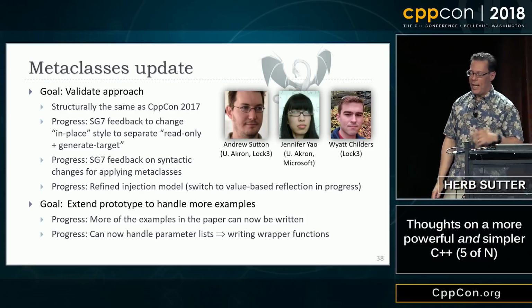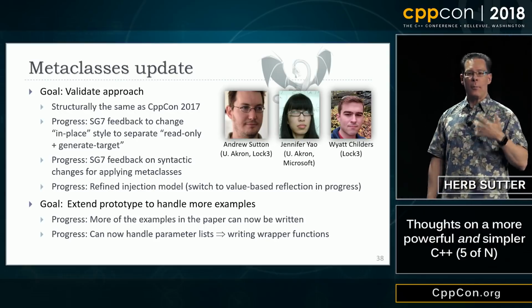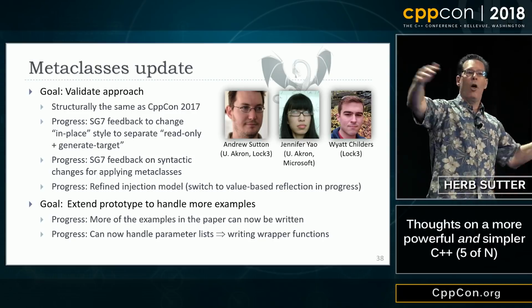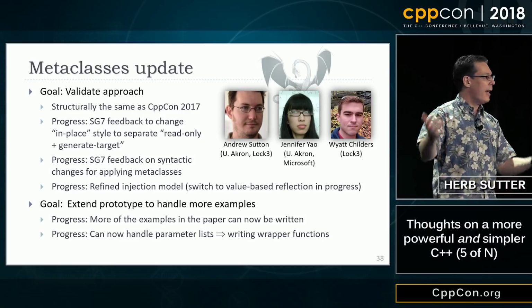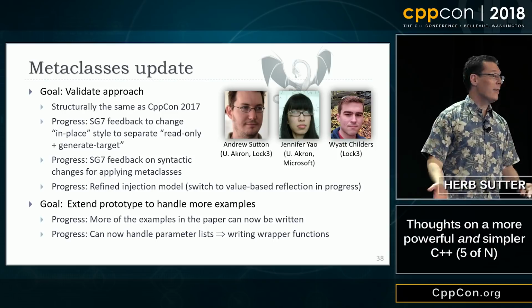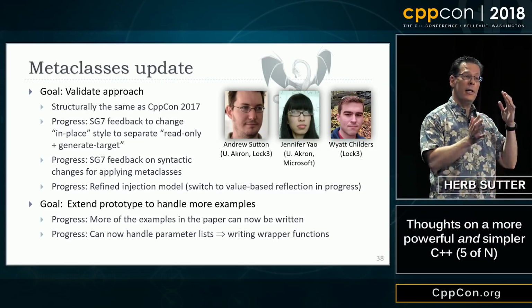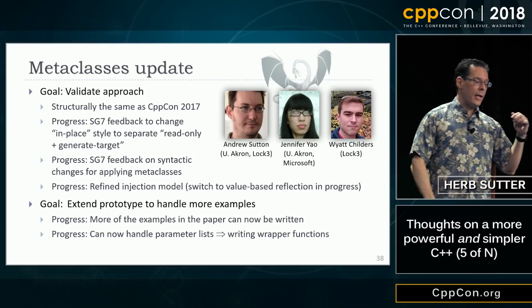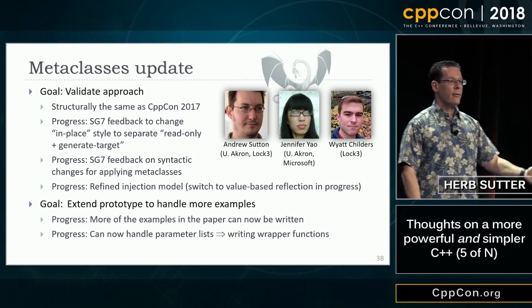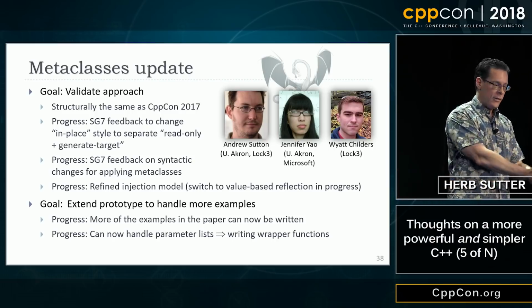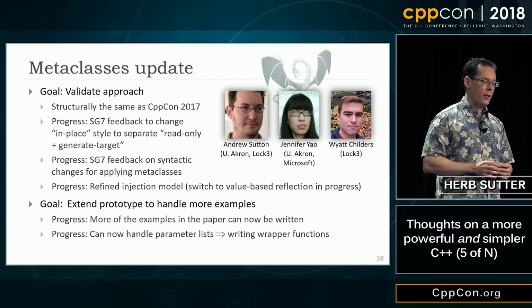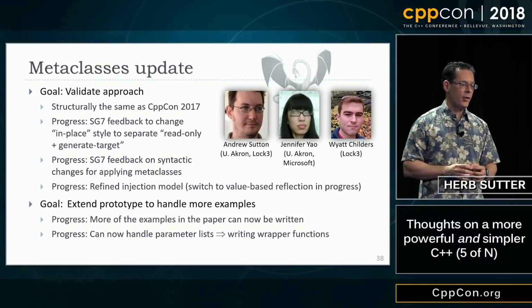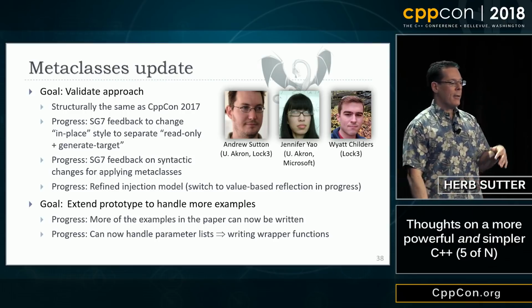One of our goals over the past year, and this is a progress report on a long lead item, is still an experiment and an effort that could fail. I sure hope it doesn't, because I see a lot of promise, and here's the progress so far. It has gotten into SG7, the study group on compile-time programming and reflection and generation, for several reviews in the committee. And I'll show you the feedback on the next slide.